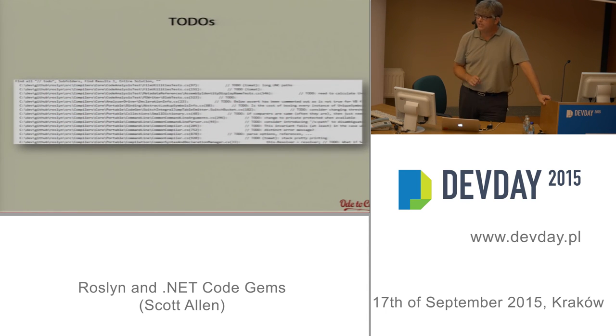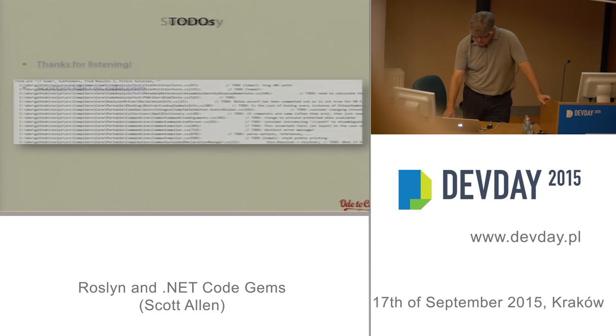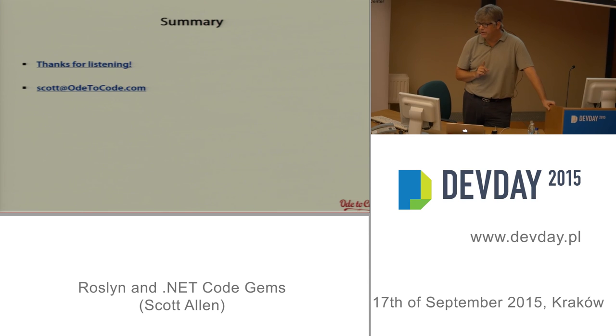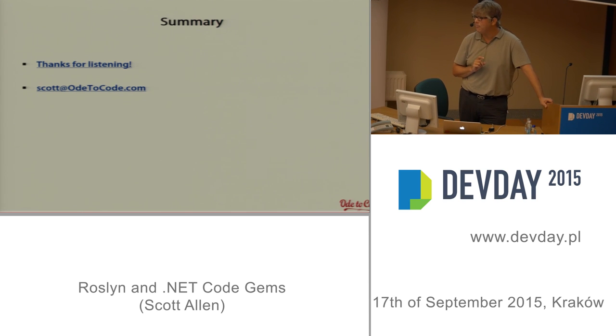Are there any to-dos in the Roslyn source code? There is, actually. So if you want to contribute and submit a pull request, grep for the to-dos inside of there, and you'll find a few. And that, I think, brings me to my conclusion, which is that the Roslyn source code is interesting, and you should check it out. Are there any questions?